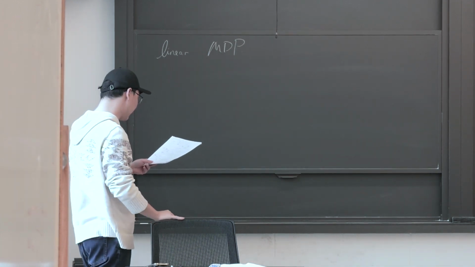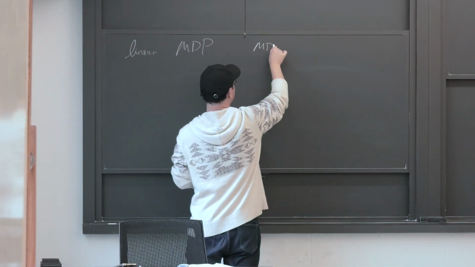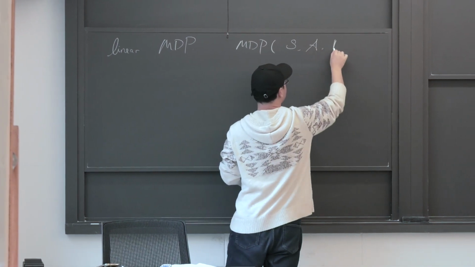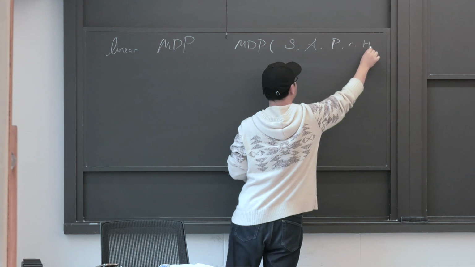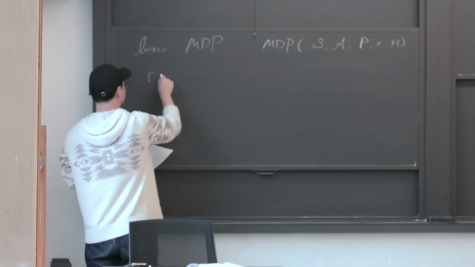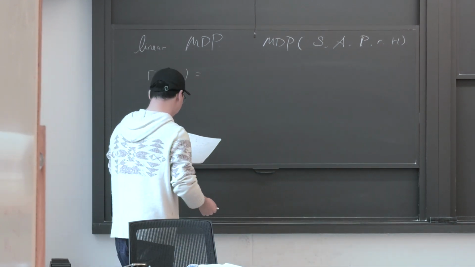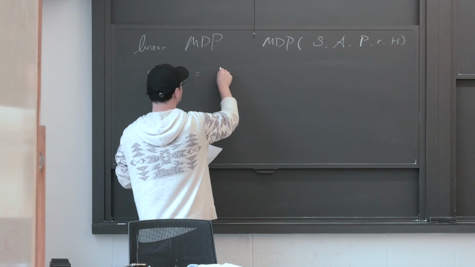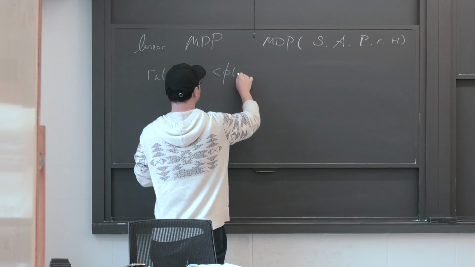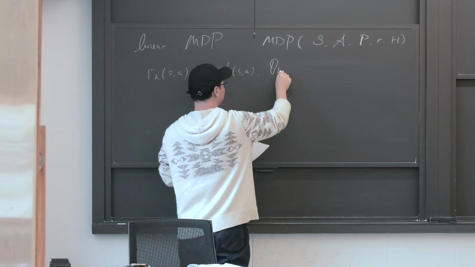That is called linear MDP. A linear MDP is an MDP with all the similar elements. We have a state set, action set, transition, reward, and horizon. But the most important thing is, in the linear MDP, the reward is linear. For every step, the reward of state action pair (s, a) is equal to the inner product of some known feature map, phi(s, a), with some unknown parameter, theta_h.